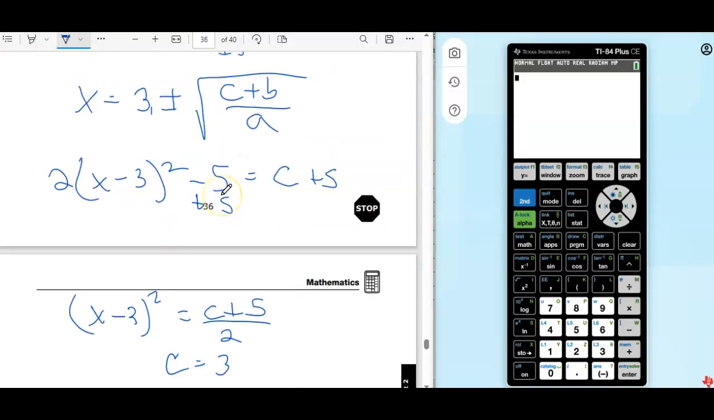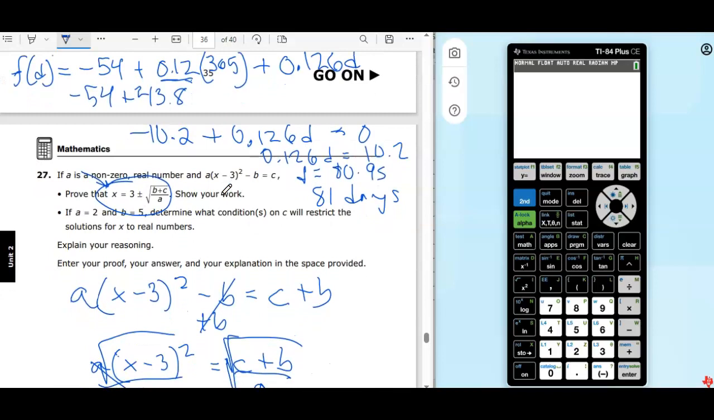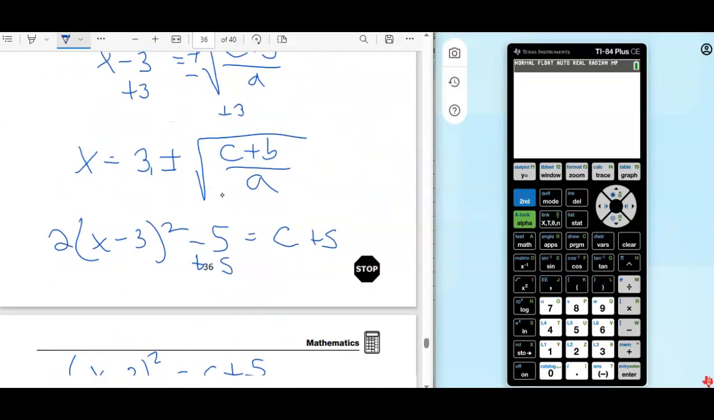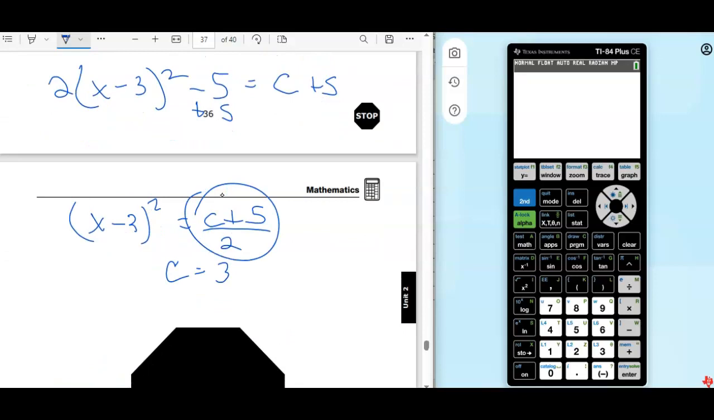But here it's really asking us, if we go back up, not about rational numbers, but real numbers, which means that inside here, this cannot be a negative number, right? If this becomes negative, then we would be getting an imaginary number. And so that means we need (C plus 5) over 2 to be greater than or equal to 0. And so then we have C plus 5. If I multiply both sides by 2, this side will just be 0 still. So that means C has to be greater than or equal to negative 5, right?